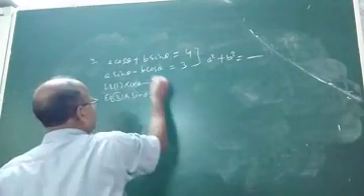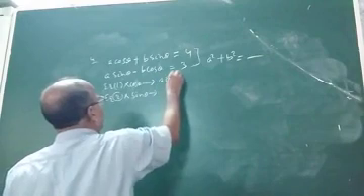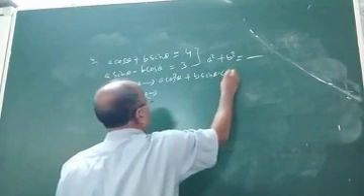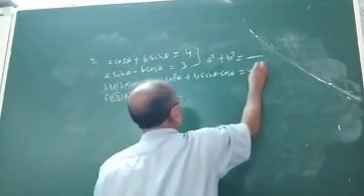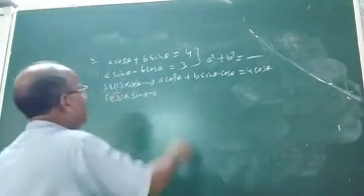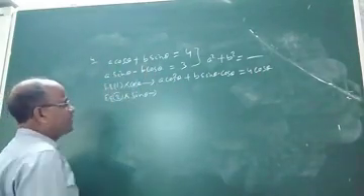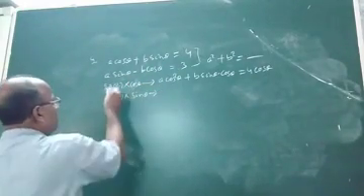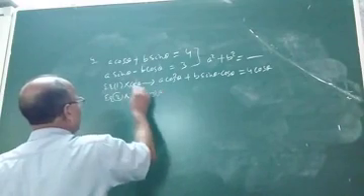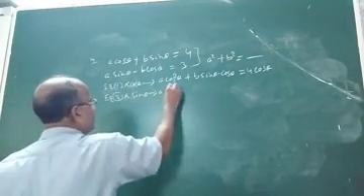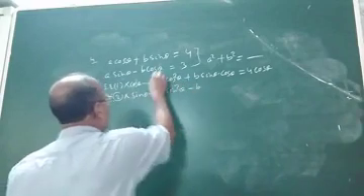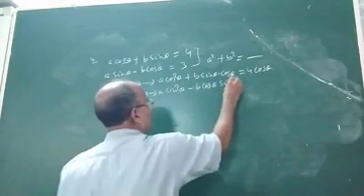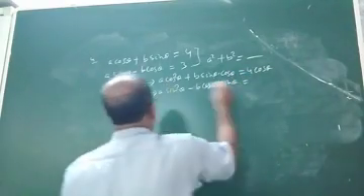So what will happen? See. Equation 1 will become a cos square theta plus b sin theta cos theta equal to 4 cos theta. So by multiplying cos theta to equation 1, this will be obtained. Similarly, if you multiply sin theta to equation 2, what you will get? You will get a sin square theta minus b cos theta sin theta equal to 3 sin theta.